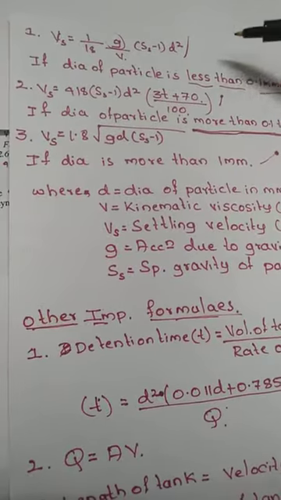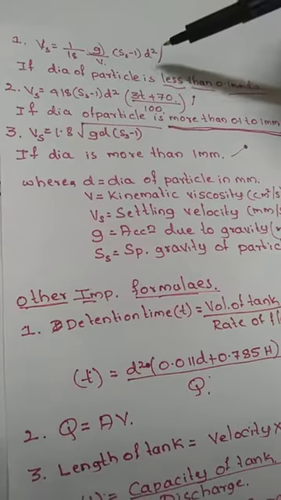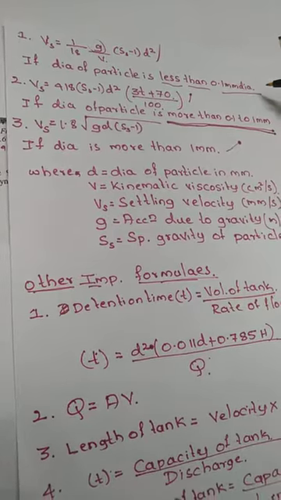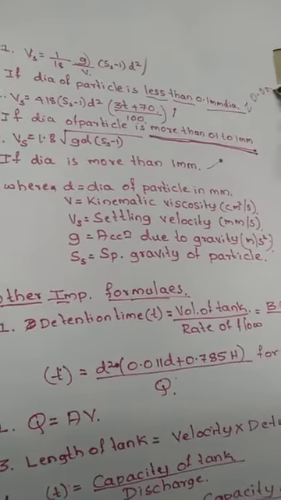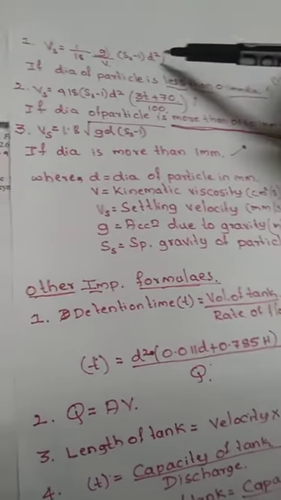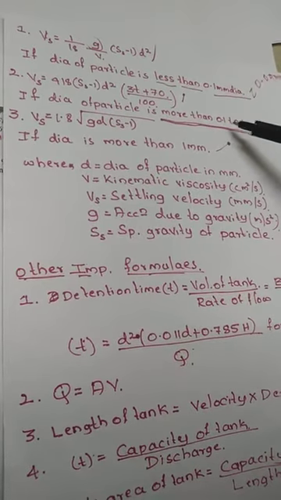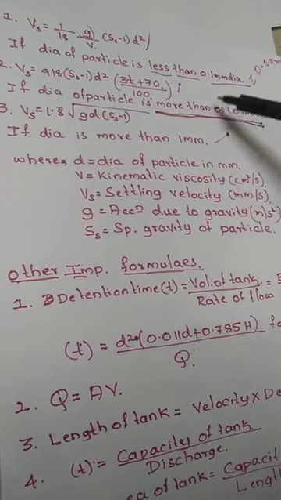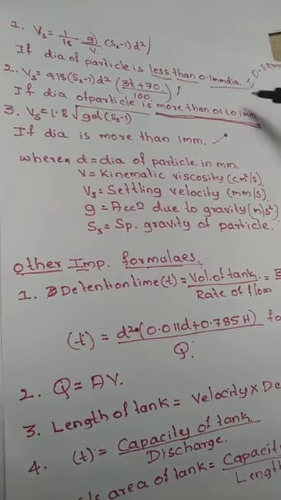Remember the particle size is how much? 0.04 mm. So for the first formula, what is the condition? The particle is less than 0.1 mm. What is our diameter of the particle? It is 0.04 mm, so it is less than 0.1 mm. So we can use the first formula. The second formula we can apply when the particle is 0.1 mm to 1 mm. It doesn't fall under this category, since it has to be between 0.1 mm and 1 mm, so we cannot use it.